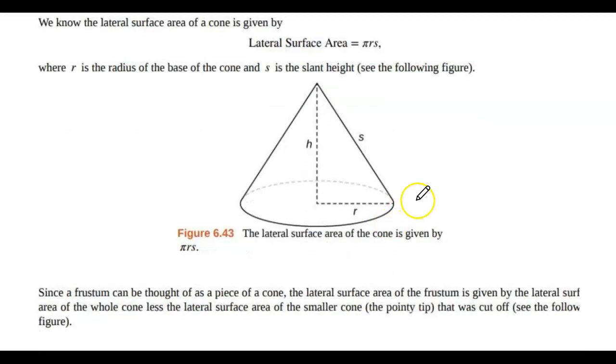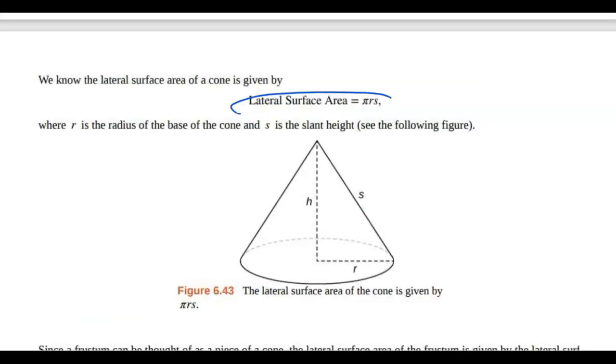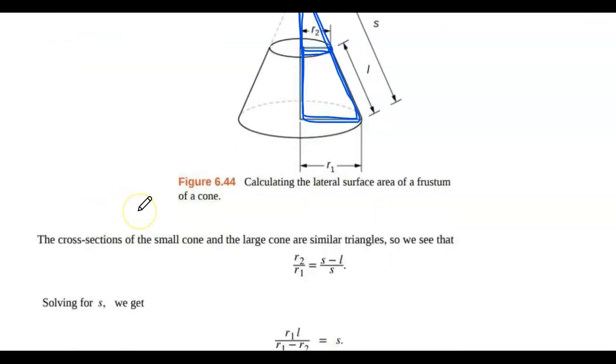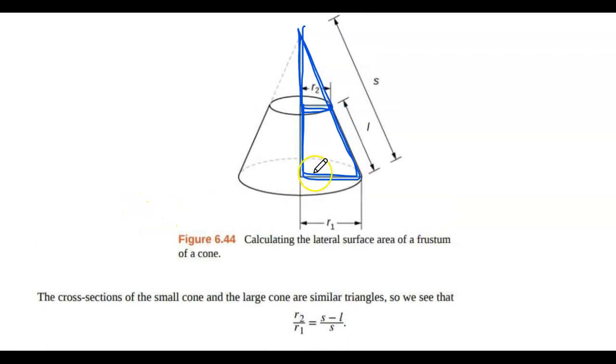Well, the lateral surface area of a cone is given by pi times r times that slant height. So when we look at that frustum piece and that lateral surface area, you can think of some similar triangles here. How we set this up is we say R2 over R1 must be proportional to S minus L, because that would be this piece right here, S minus L all over S, because we have those similar triangle pieces. Again, you don't need to do this every single time.